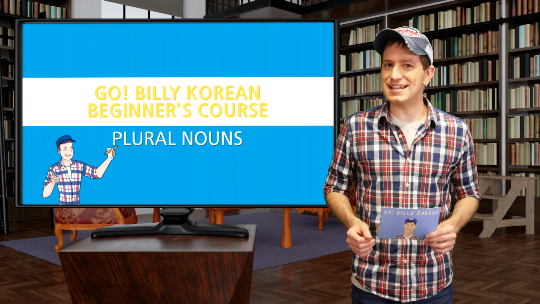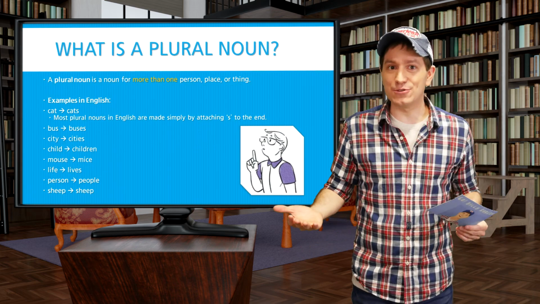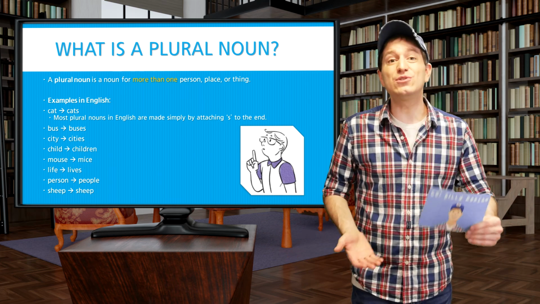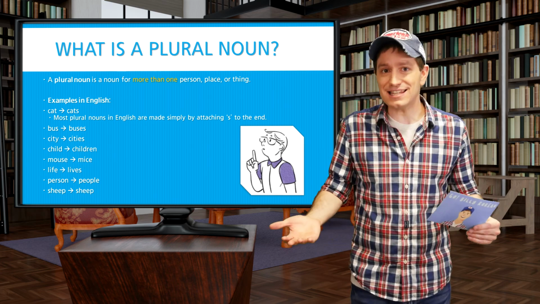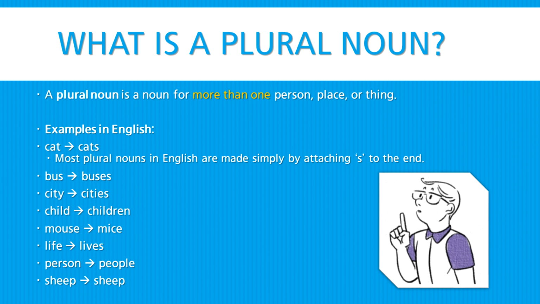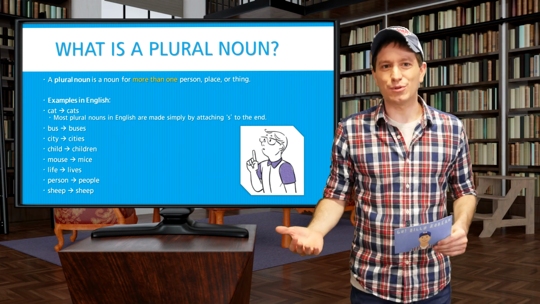Welcome back. In today's lesson, we're going to learn about plural nouns. What is a plural noun? Well, it's just a noun that's for more than one person, place, or thing. In English, we do this a lot by simply attaching an S to the end of our words, such as cats from cat, bus becoming buses, city, cities, child, children, mouse, mice, life, lives, person, people, or sheep, sheep. And notice how there might be different ways to change different nouns into plurals in English.